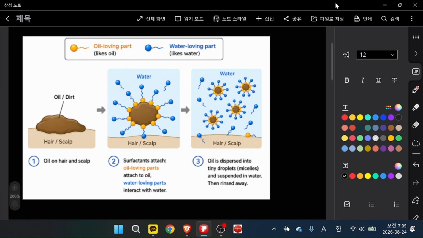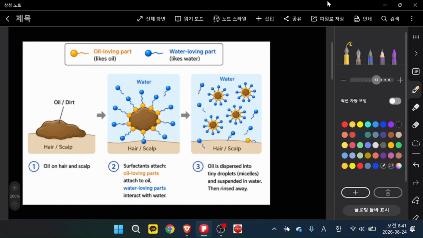Today, I want to explain the science behind shampoo and conditioner. Let's start with shampoo. The main purpose of shampoo is to clean your scalp and hair. Our scalp naturally produces an oily substance called sebum. On top of that, our hair can collect sweat, dead skin cells, dust, and residue from hair products.